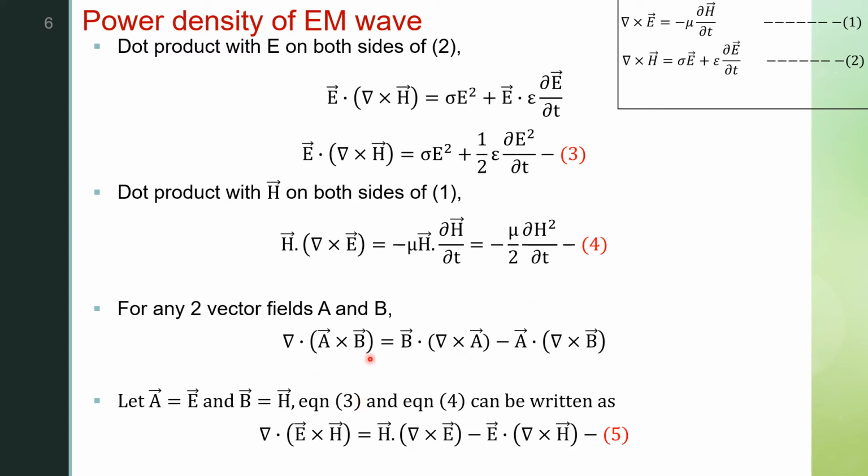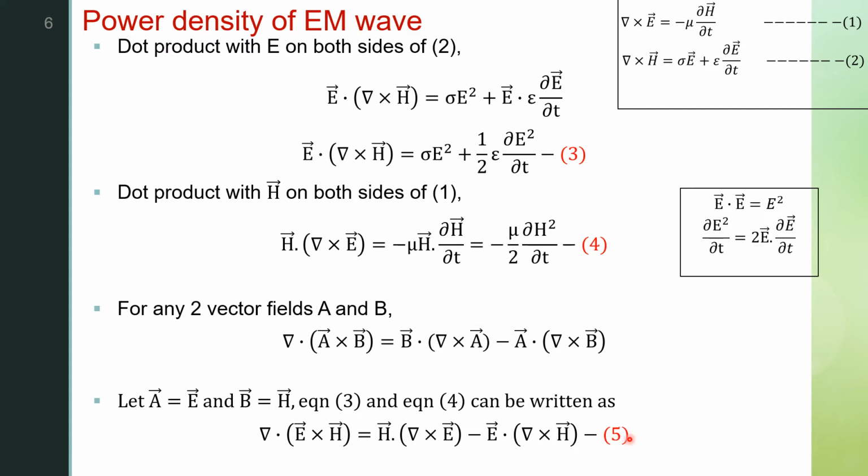Suppose A and B are two vectors, then del dot A cross B is equal to B dot del cross A minus A dot del cross B. So let's say A is the electric field vector E and B is the magnetic field vector H. Then del dot A cross B is the same as del dot E cross H, because we are assuming E is vector A and H is vector B. That's equal to H dot del cross E minus E dot del cross H. Let's number it as equation number 5.